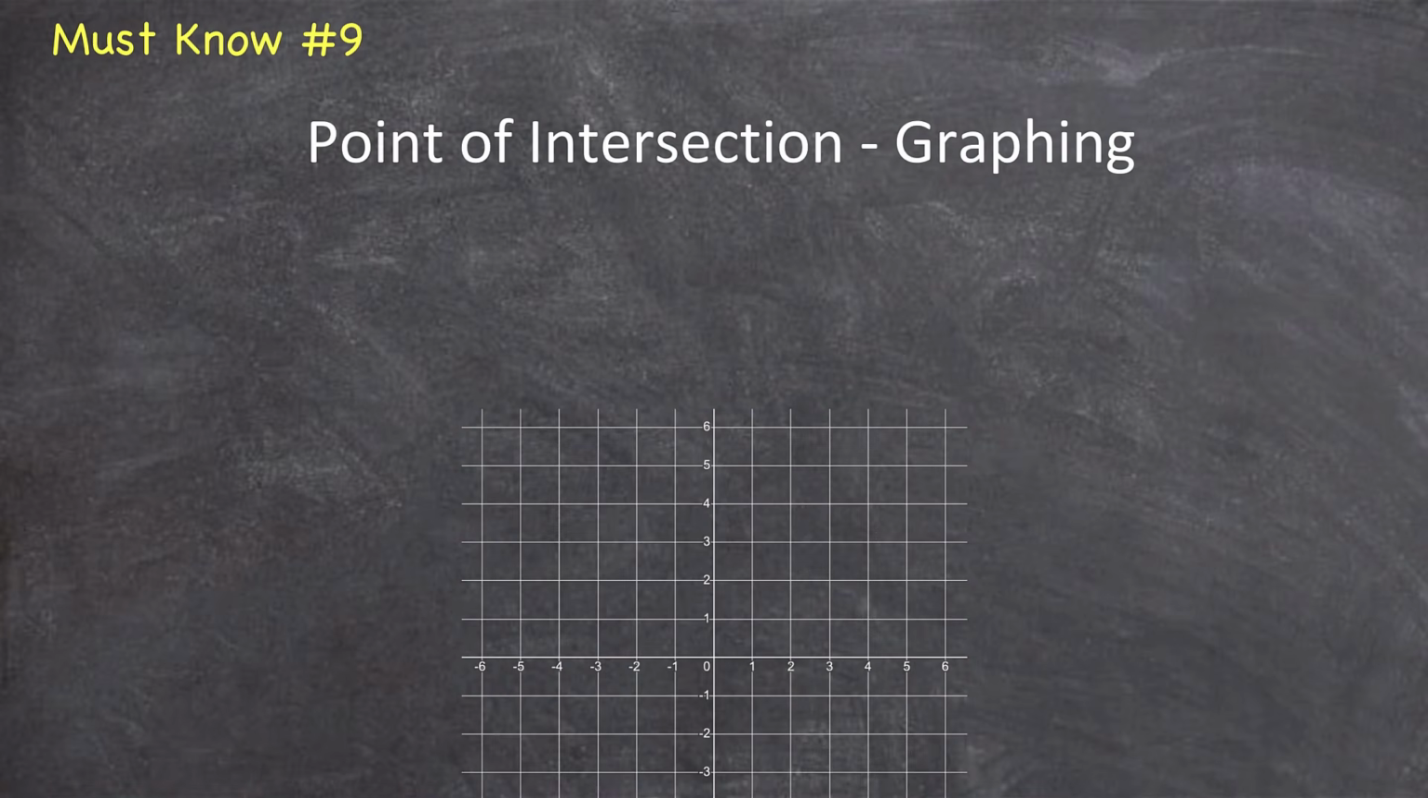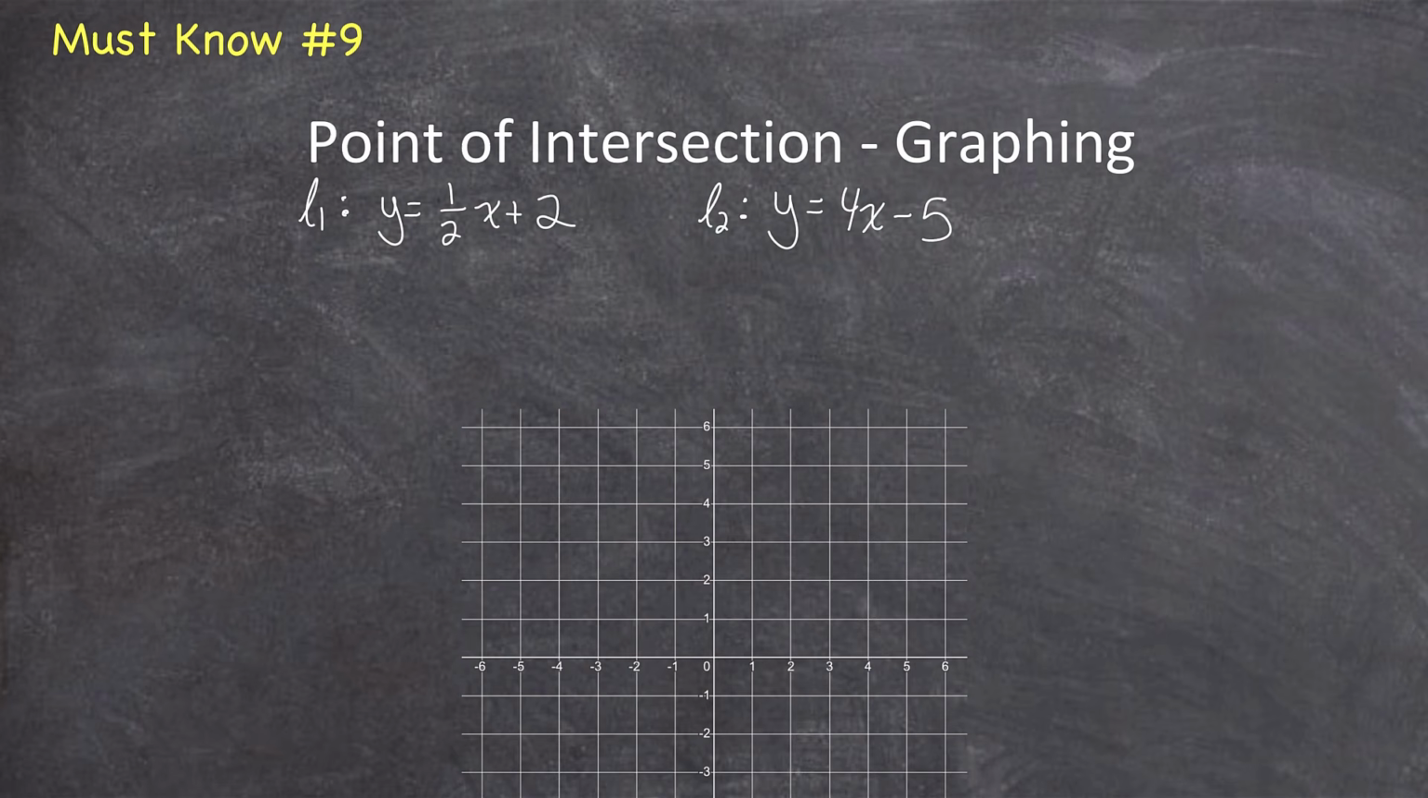Must know number 9, point of intersection by graphing. If I give you the equation of 2 lines, you need to be able to find where the 2 lines intersect, which algebraically means which xy point satisfies both equations.